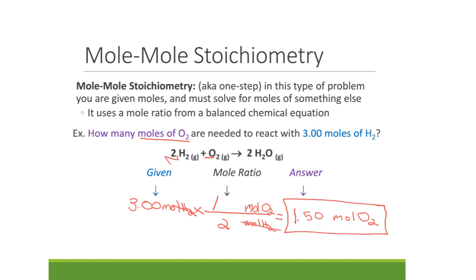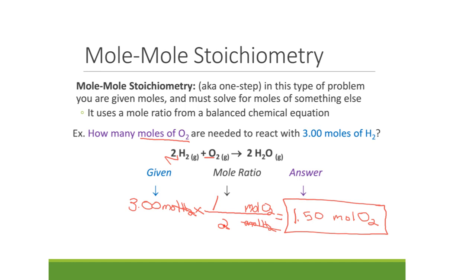So that's a mole-to-mole stoichiometry problem. Again, just a quick recap. We started off with our given information, 3 moles of H2. So I put that as my given information. We were solving for moles of O2. So the unit I started with, I put on the bottom of my conversion factor, and the unit I want, I put on the top of my conversion factor. And that's a mole ratio, moles of O2 per moles of H2.